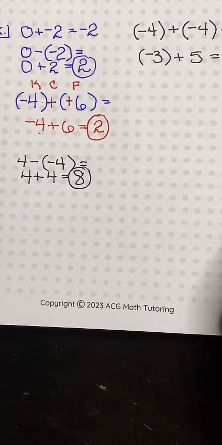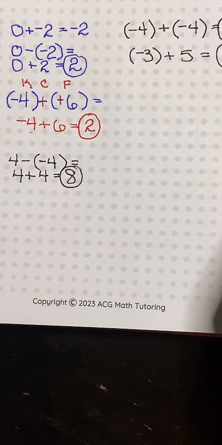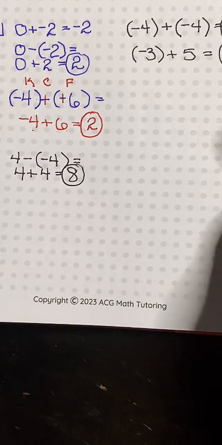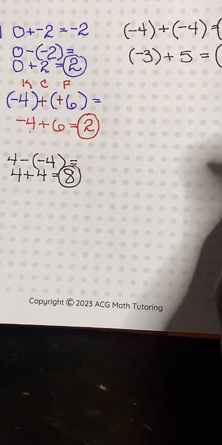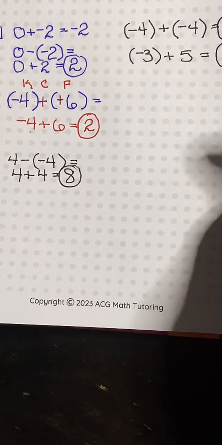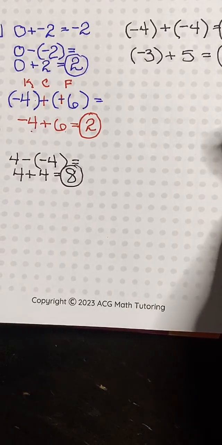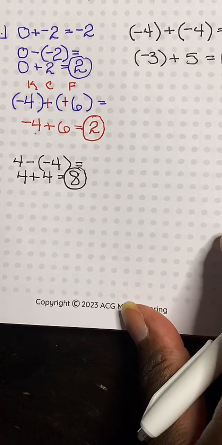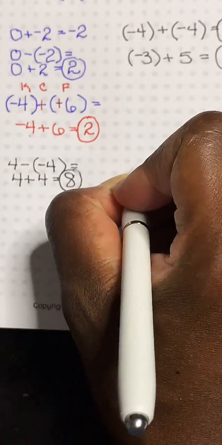And AC wants you to identify the property. Not all the time. That part I do disagree with. Not all the time do they want you to identify the property. So anyway, let's try this one.